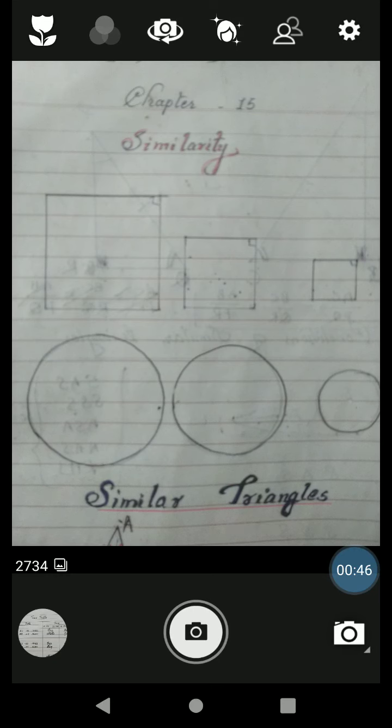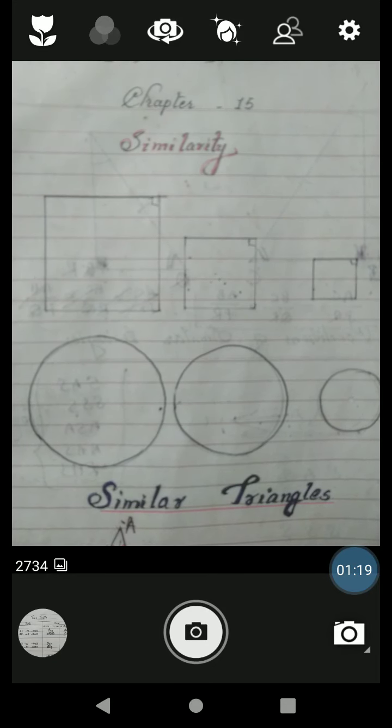If two triangles are exactly the same, that means if we place one triangle upon another, they will coincide with each other, then we can say that these two triangles are congruent. Now think about the properties of congruent triangles. If two triangles are congruent, their three pairs of corresponding sides are equal. At the same time, three pairs of their corresponding angles are equal.